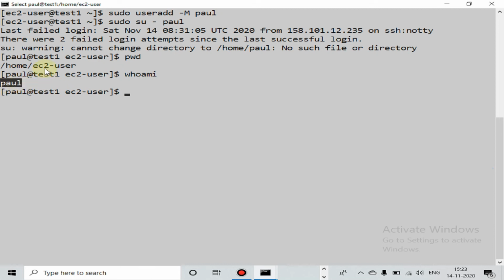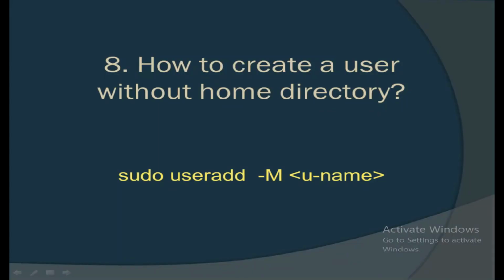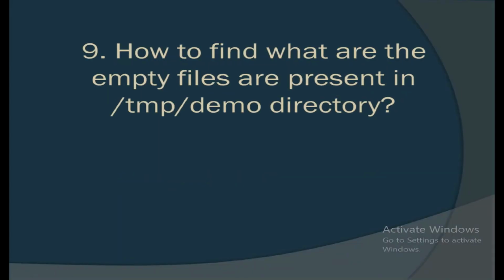So like this we can create a user without assigning a home directory for that user. Let's move on to the next question. How to find what empty files are present in the /tmp/demo directory? Using this command we can find the empty files in the current directory. Let's see how it works in a practical scenario.